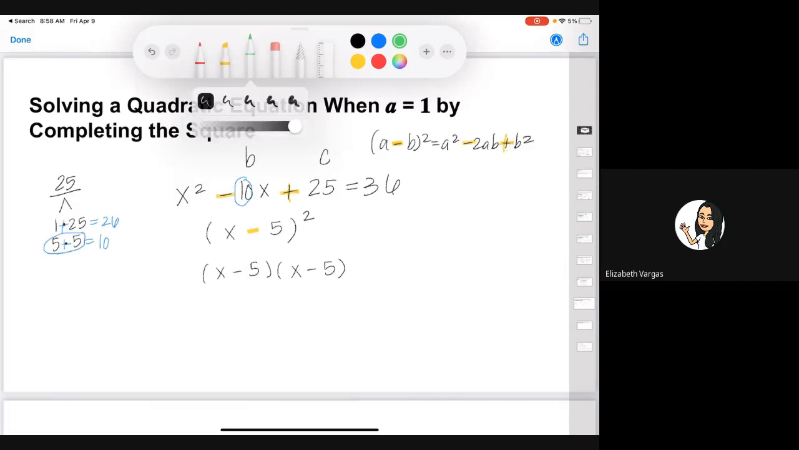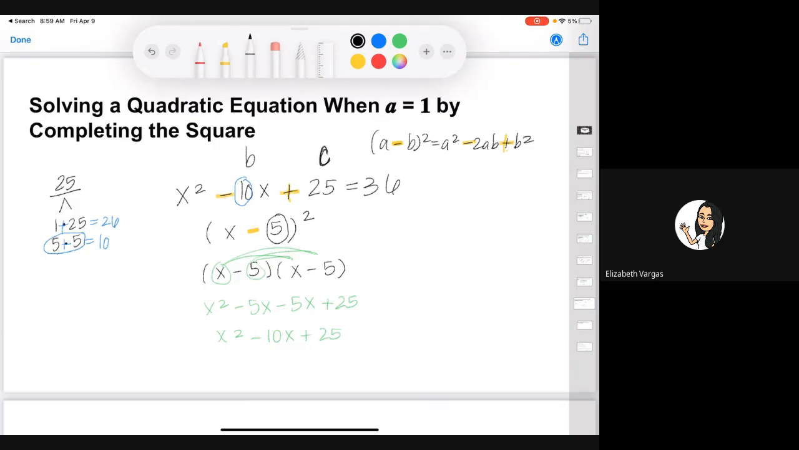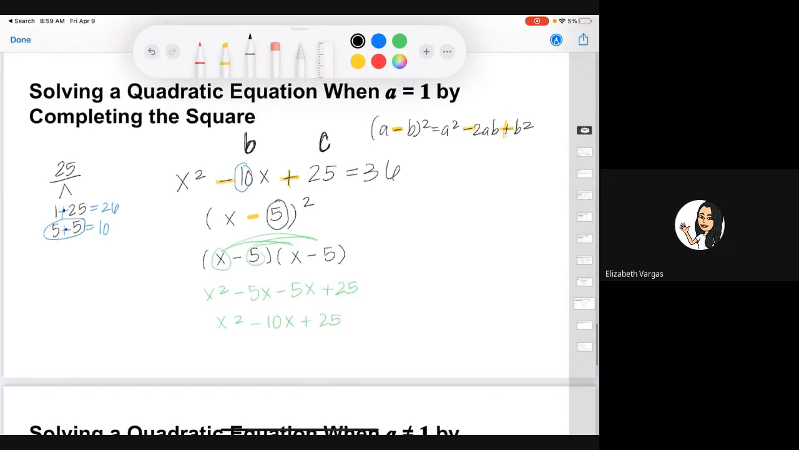And if I wanted to go ahead and just make sure that that's the factor that I need, I could just do my FOIL, and what I'll get is x squared minus 5x minus 5x plus 25. That gives me x squared minus 10x plus 25. So the reason I know it is 5 is basically because the factor of 5 itself, when multiplied together, gives me my 25, and when added together, gives me my 10. So that's how I know that I'm going to use 5. Instead of 1 and 25, I'm going to use the 5.